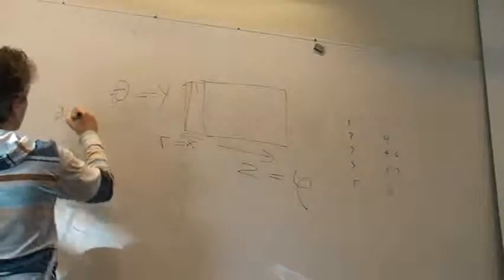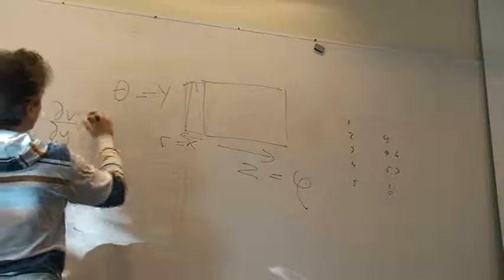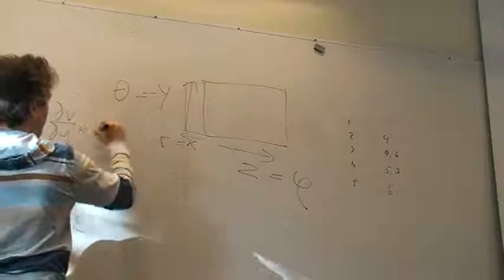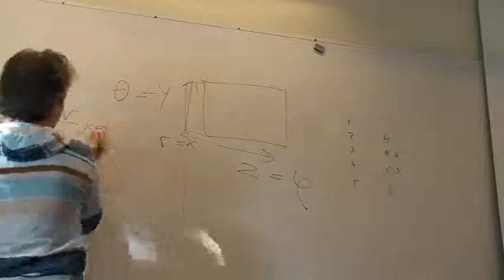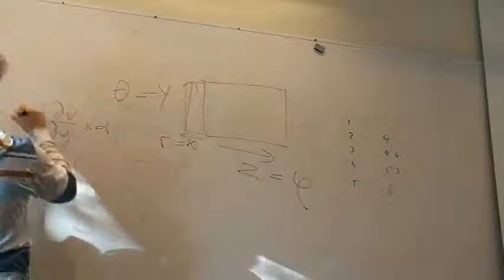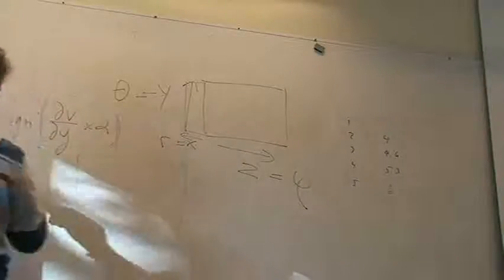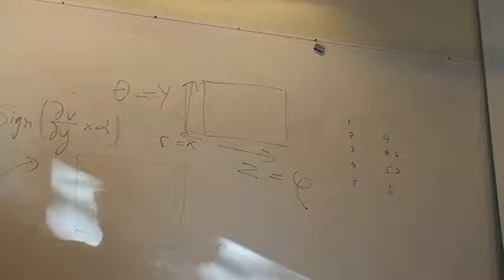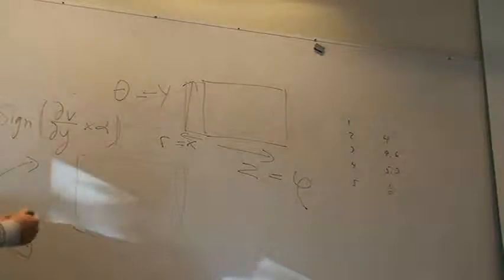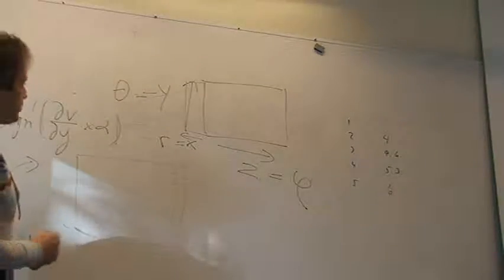You define the sign of dv phi over dy times alpha. The sign of that quantity will give you either a poleward dynamo or an equatorward dynamo. So it should be symmetrical with respect to 45 degrees.